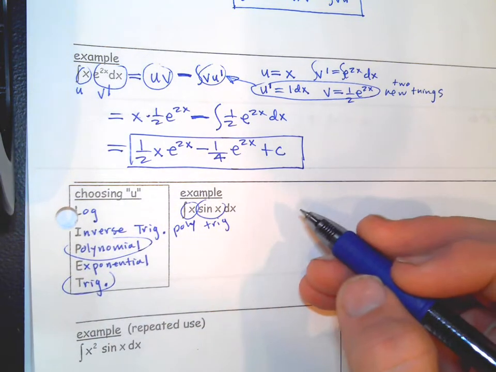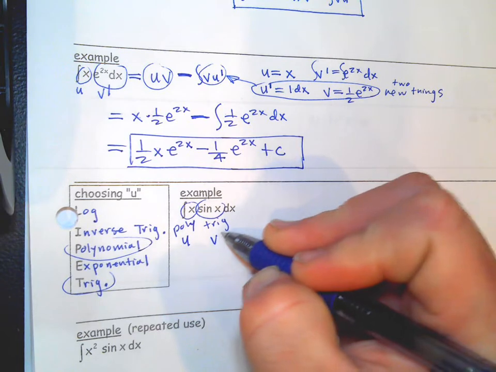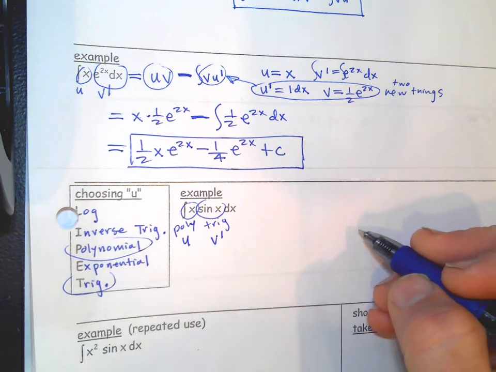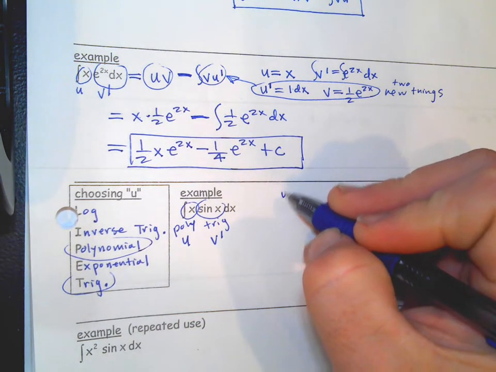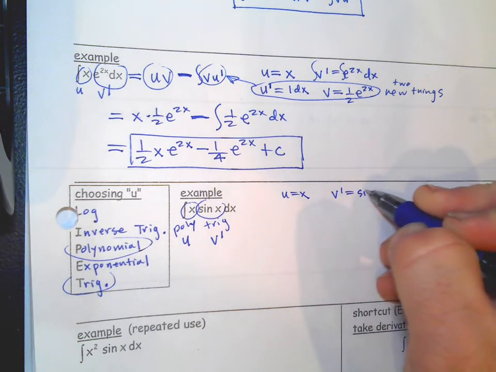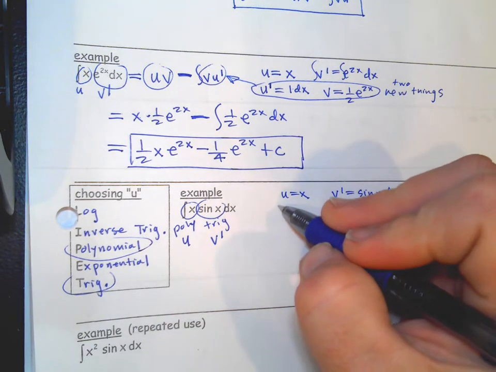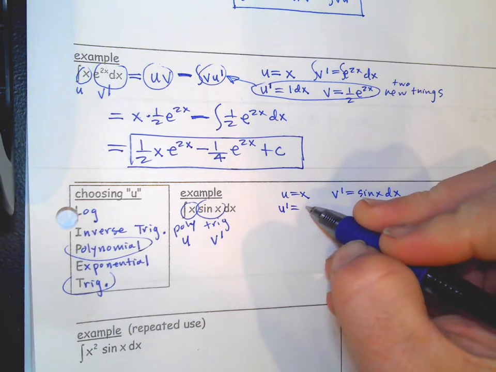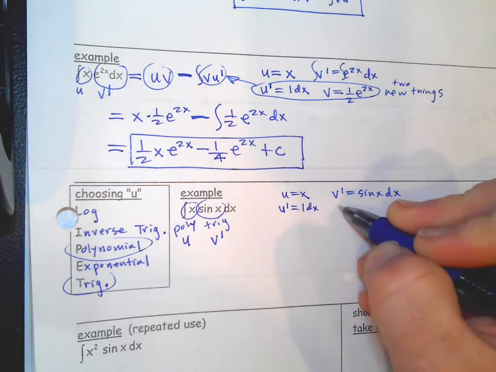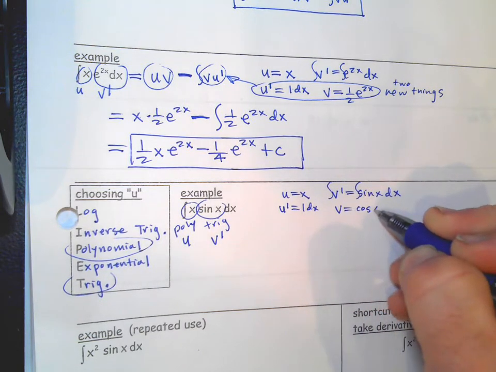So which one should be the u? The one earlier in the list. So this one needs to be the u, and this one needs to be the v prime. So that's the first challenge here. Now I would write these down. u equals x, v prime equals sine x dx. Okay? So then you're going to need to find u prime, which is 1 dx. You're going to need to find v by integrating, which is going to be cosine x.